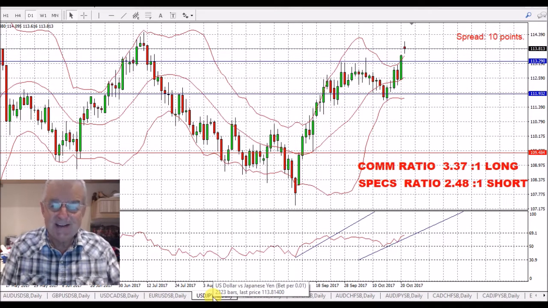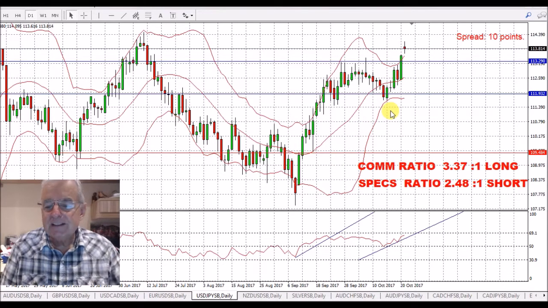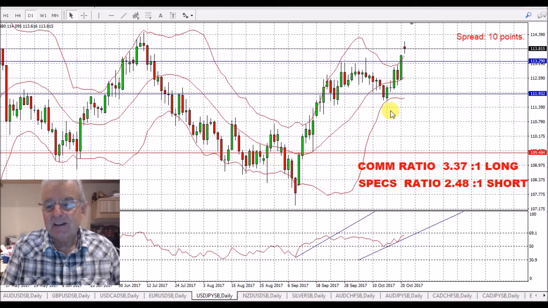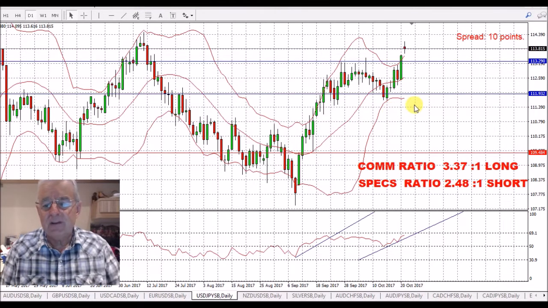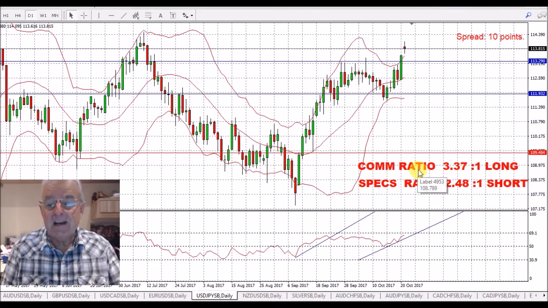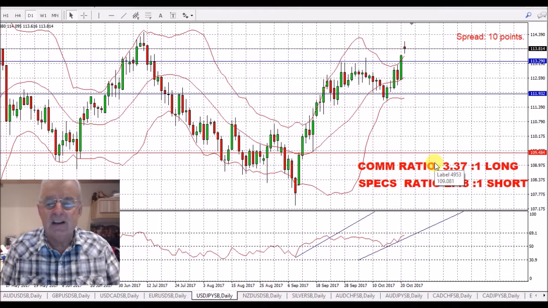USD Japanese yen. Bit of weakness on the yen, which really I didn't expect. Abe looks like he's got quite a bit of a landslide victory, so he can get his policies through. We've got a commercial long ratio of 3.37 to 1. That is short the pair, long the Japanese yen.